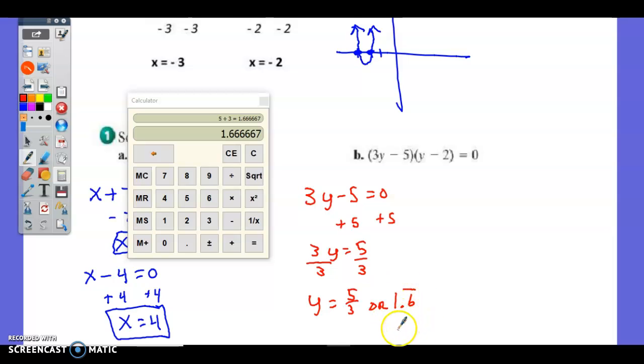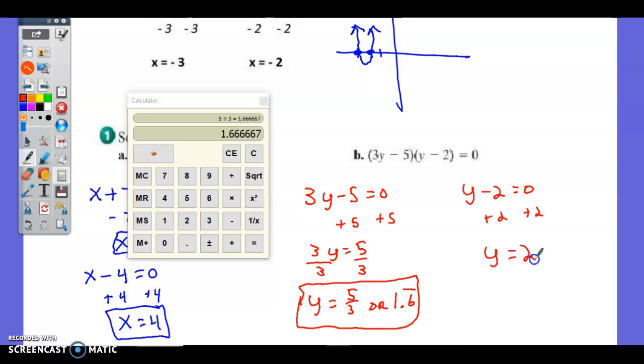Sometimes I do like to have decimals, especially when we are graphing, to be able to plot that point on the number line. Sometimes it's just a little easier to see that. So that's our first answer. Then we have to set y minus 2 equal to 0. Solve for that. So we add 2 to both sides. So y equals 2. So our two possible solutions are 5/3 or 2.